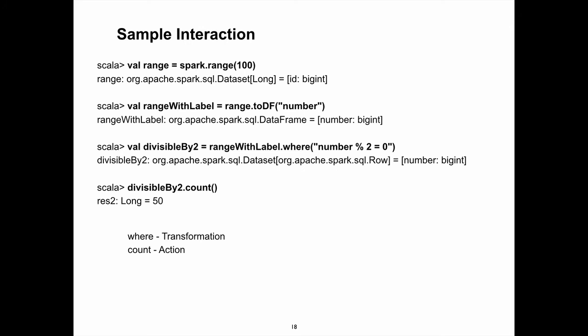And then I can call count, and count is an action, and that's going to then perform all the transformations and bring the result back. And this does more than you think, because if the data is in different machines, it's not bringing the answer back from one machine, it's bringing the answer from all machines, and then combining the answers, right?